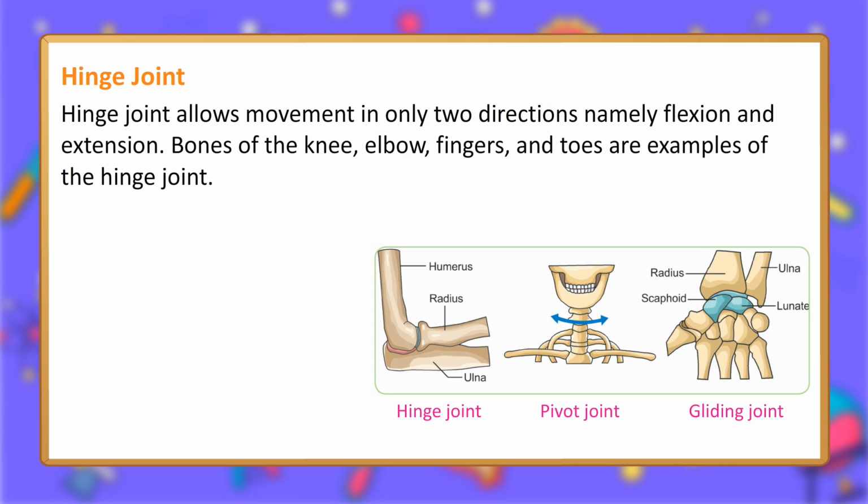Hinge joint. A hinge joint allows movement in only 2 directions, namely flexion and extension. Bones of the knee, elbow, fingers, and toes are examples of the hinge joint.